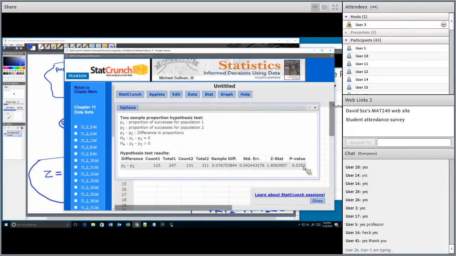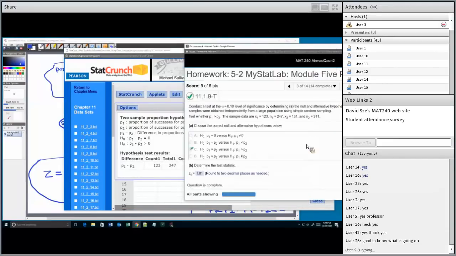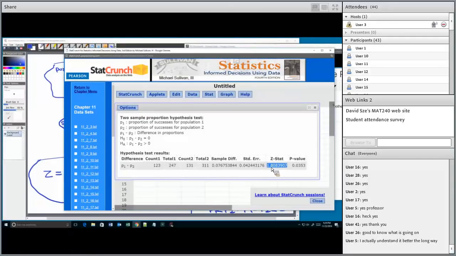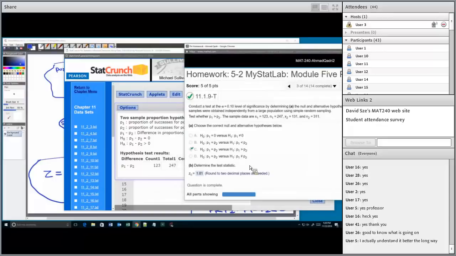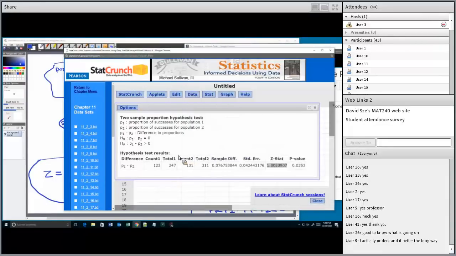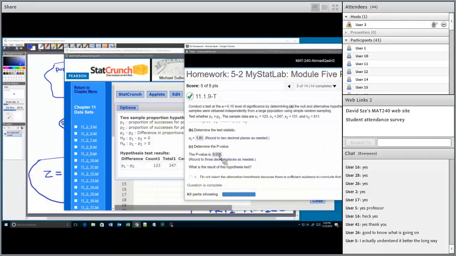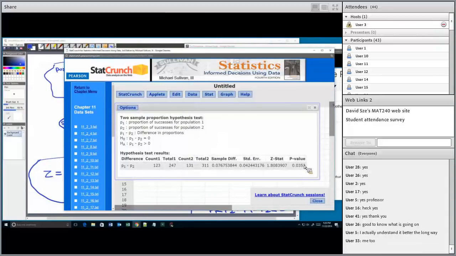So let's see. Choose the correct null and alternative hypothesis. We did that. Determine the test statistic. Well, the test statistic is here, 1.81. That's up to 2 decimal places. Determine the p-value. Well, the p-value is here, 0.0353, so 0.035. That's up to 3 decimal places. And then they're asking what is the result of this hypothesis test. If my alpha is 10% and my p-value is 3.5%, what is the conclusion?